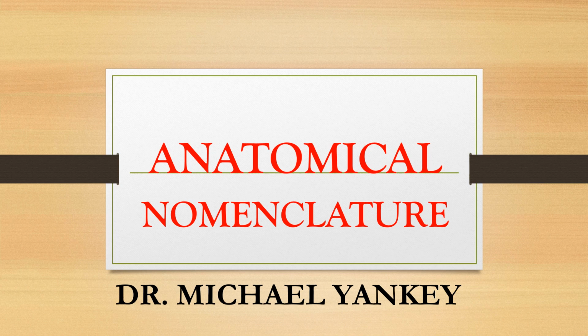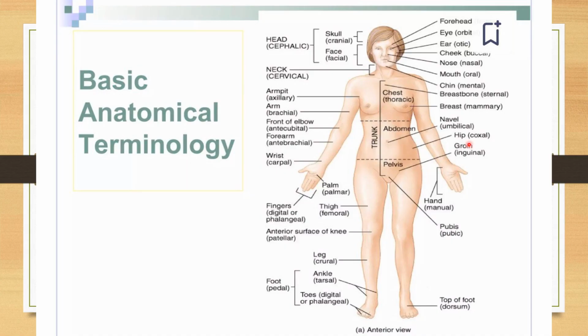Hello everyone. So today we'll be discussing anatomical nomenclature. This topic is very crucial because in order to communicate effectively as a clinician, you need to be conversant with your anatomical nomenclature. And so we're going to discuss this briefly. This is the anterior view, or the front view, of the human body. You can see some terminologies that have been used.